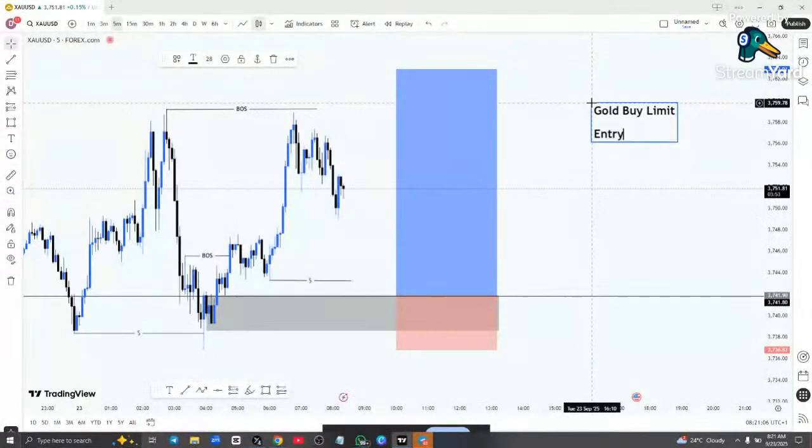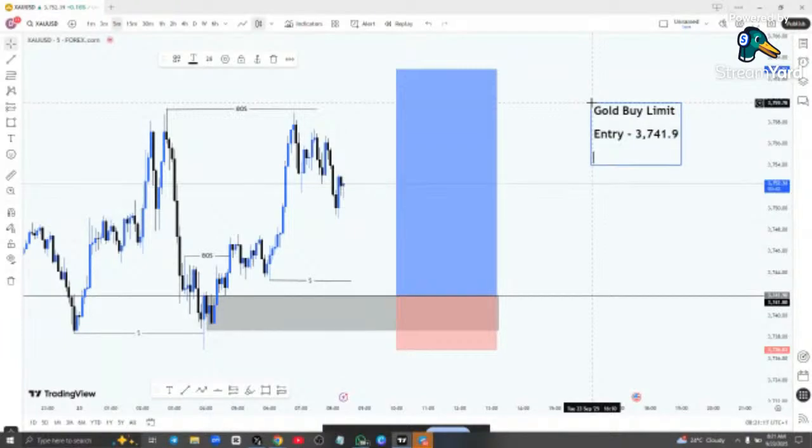So the entry is about 3,741. Or if you have the opposite of this, if you're looking out for a sell, just let me know in the comment section. So the entry is about 3,741. Then stop loss is about 3,736.83. So this is giving us about 50 pips SL.